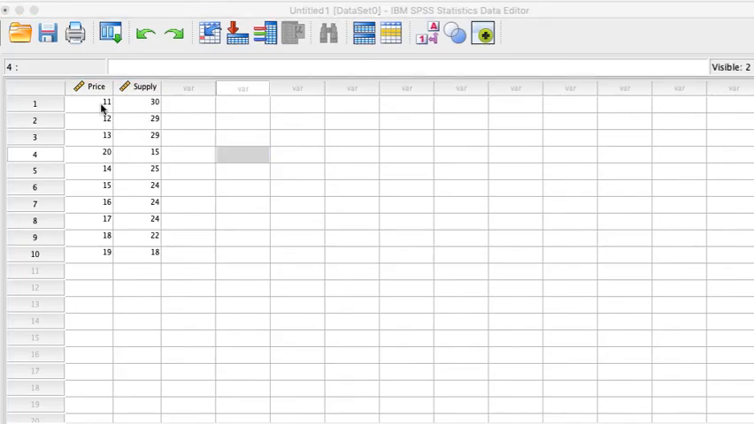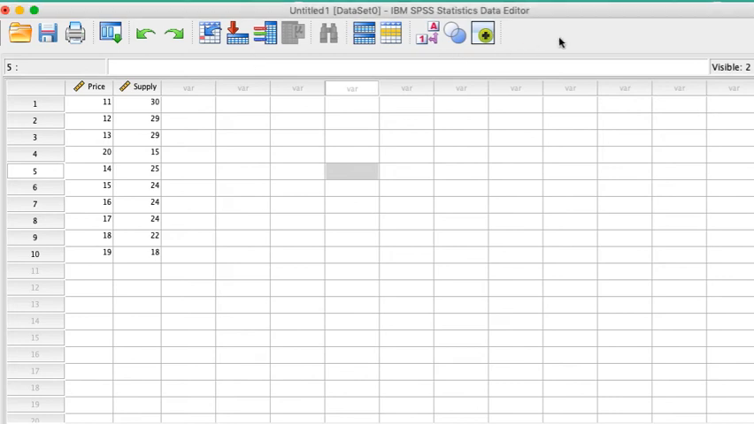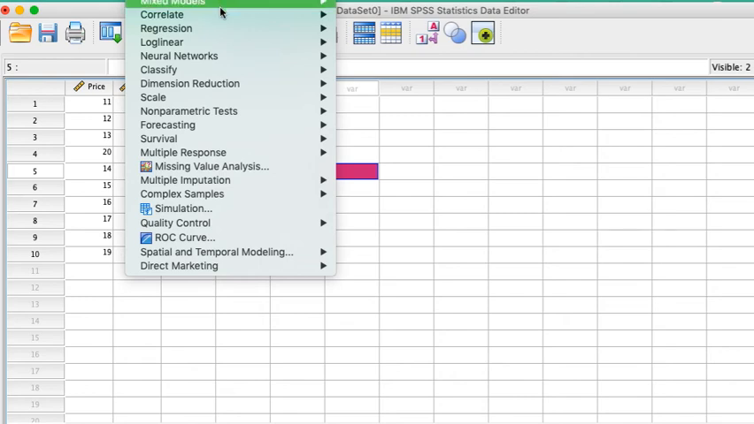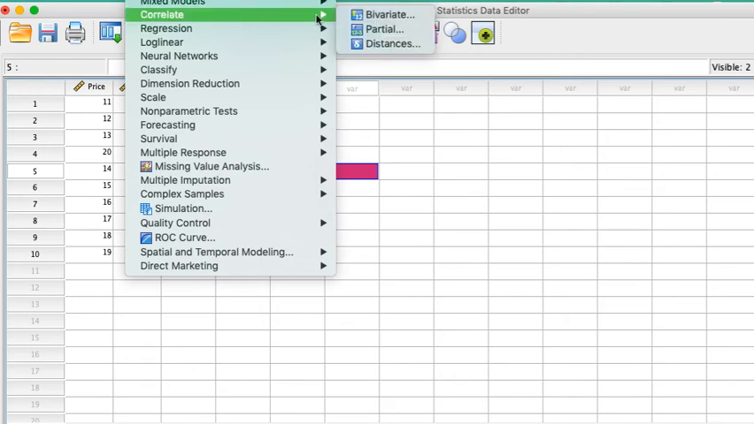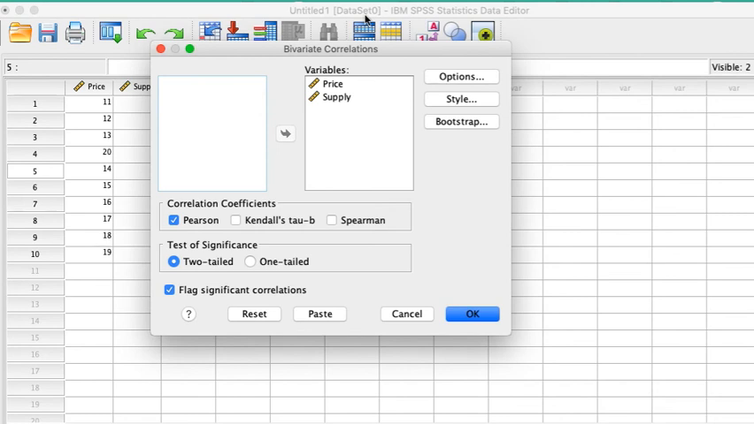Now this is the price and supply information that is available with me in SPSS. Let us calculate Karl Pearson's coefficient. What we are going to do is go to Analyze. In Analyze, we go to Correlate. In Correlate, we go to Bivariate. These two variables will be here together, so you drag them to the Variables box. You must keep this in mind: you should check the Pearson coefficient of correlation.